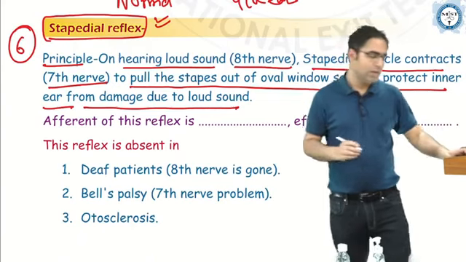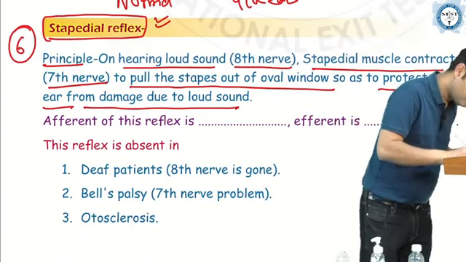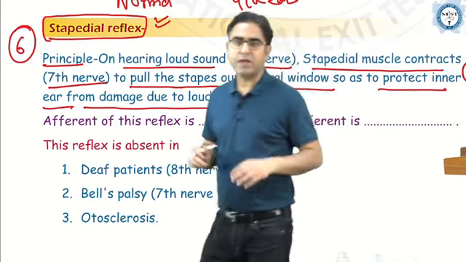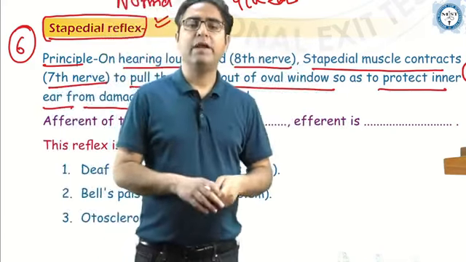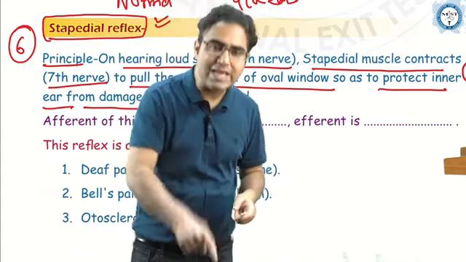Okay, beta, fine. Inner ear is the MCQ, beta. The stapedial reflex protects which part of the ear? Inner ear, not middle ear. It's a reflex in the middle ear, but the reflex is for the protection of the inner ear, beta.